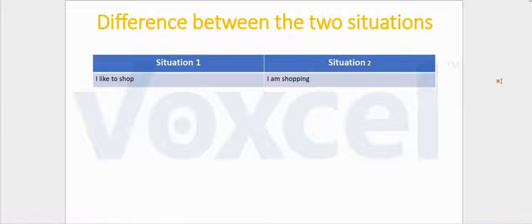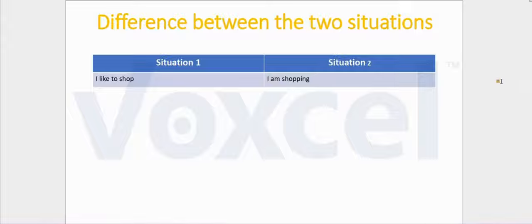Yes, I like to shop. I am talking about my habit, my preference, my likes, my dislikes. Like I like to shop, I don't like to shop. Those are my preferences, likes, dislikes. Whatever you want to say. I am shopping. What does this refer to? This refers to my current situation.